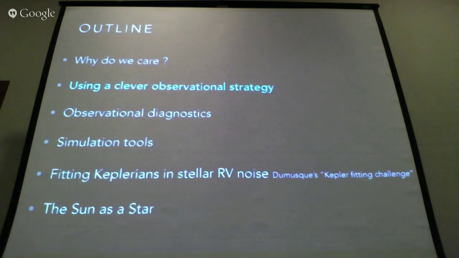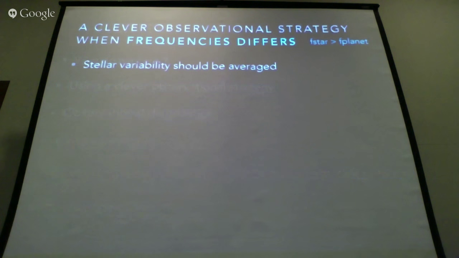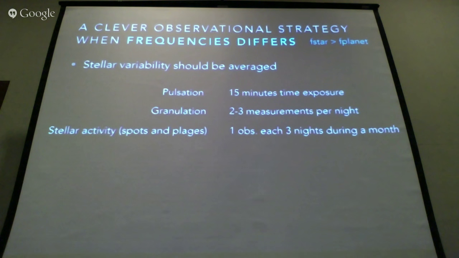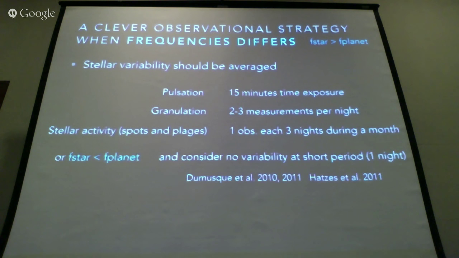So the first thing when you have activity and want to search for planets is to have a planned observational strategy. When the frequencies differ, we could average the stellar variability. If you want to look at long period planets, you can average the stellar activity by doing several measurements per rotation period of the star. Or if you are looking for planets with a period shorter than the star's, you can consider there is no variability at short periods. That was the case for the analysis of Alpha Cen B.